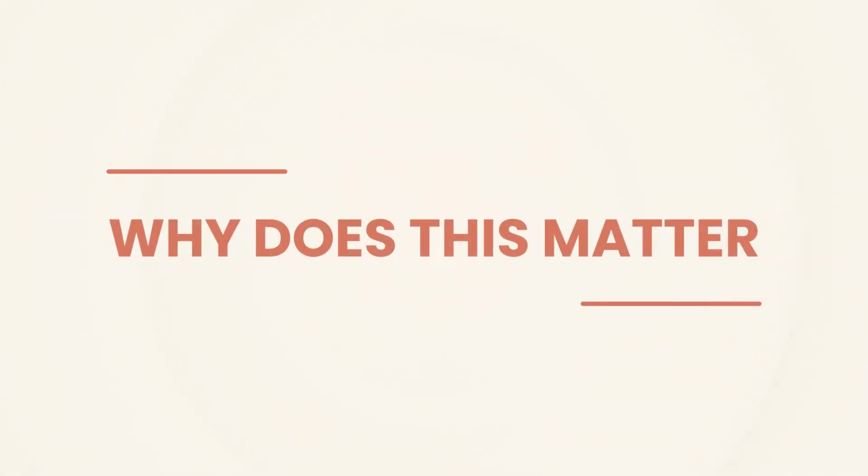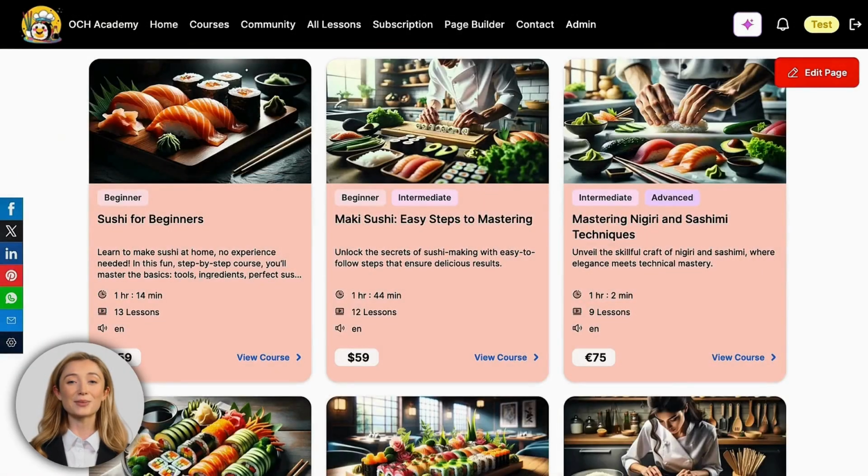Now, why does this matter? Because it helps your visitors discover your full course library at a glance. If they land on one of your custom pages, maybe from a newsletter or a social post, and they only see one course, they might miss the rest. But with the course cards section, you're putting everything front and center.